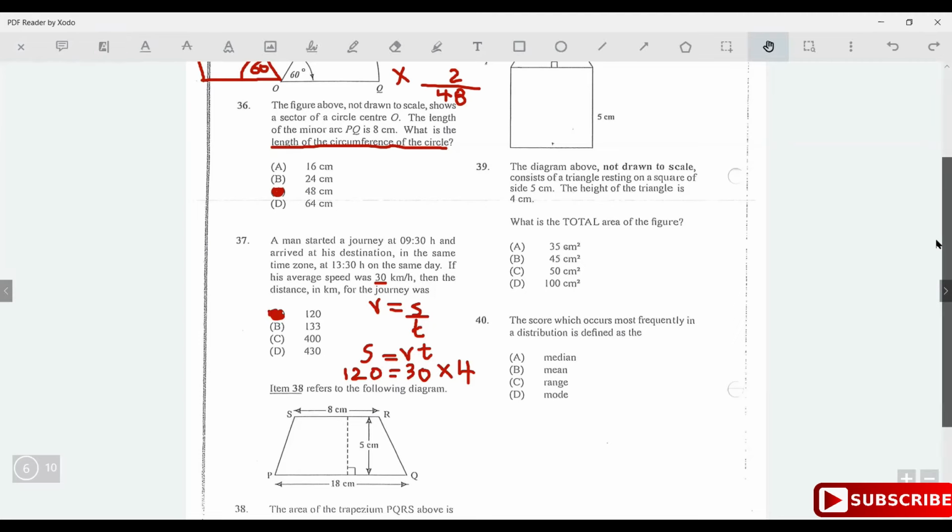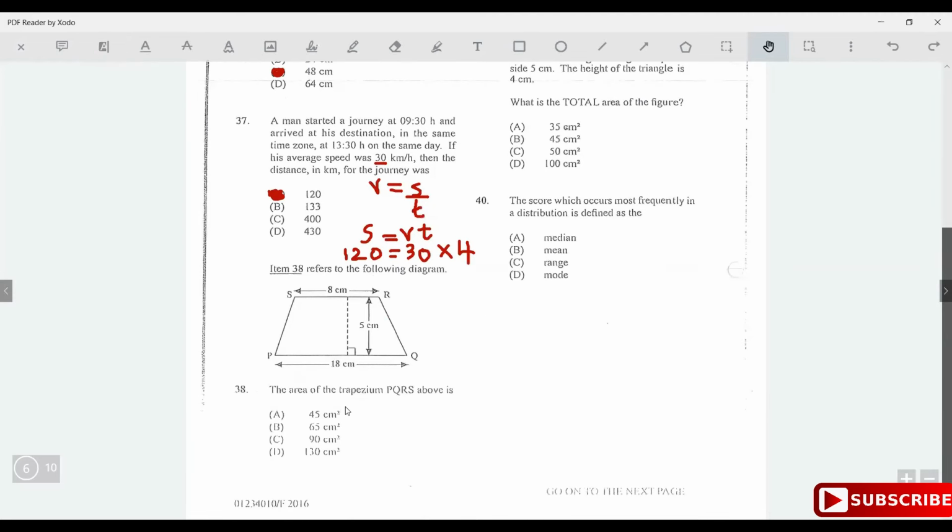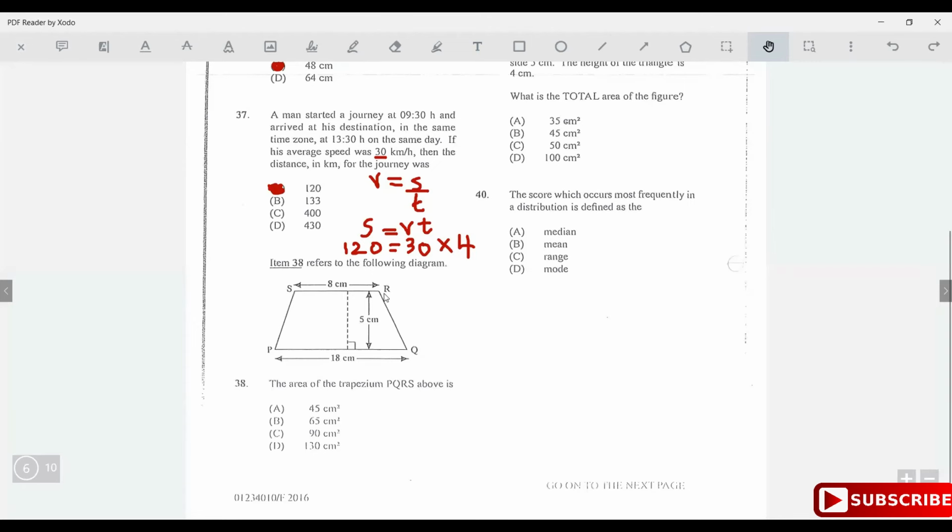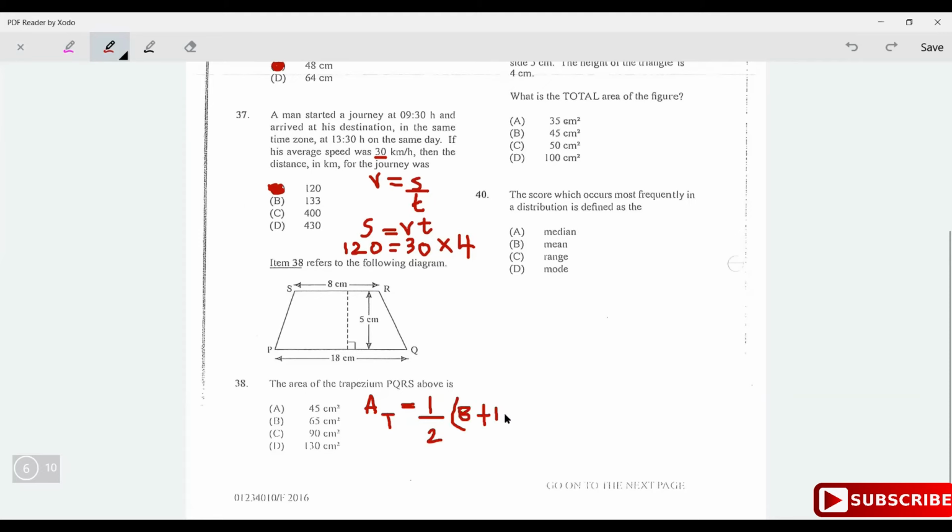Easy. Question 38 says find the area of this trapezium. They give us PQRS. They want the area of this trapezium. Now the area of the trapezium is equal to a half (A plus B) times C. So the area of the trapezium is a half the sum of the parallel sides. So it's a half of 8 plus 18, and then it is multiplied by the perpendicular height. The perpendicular height is 5. That will give you the area of the trapezium.